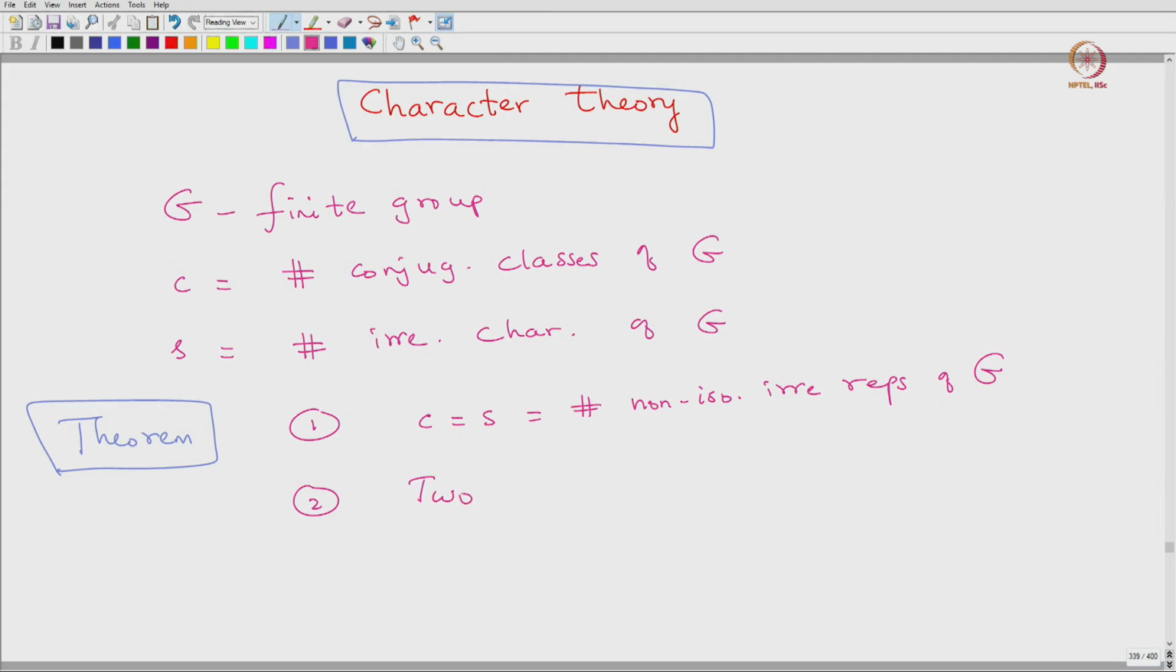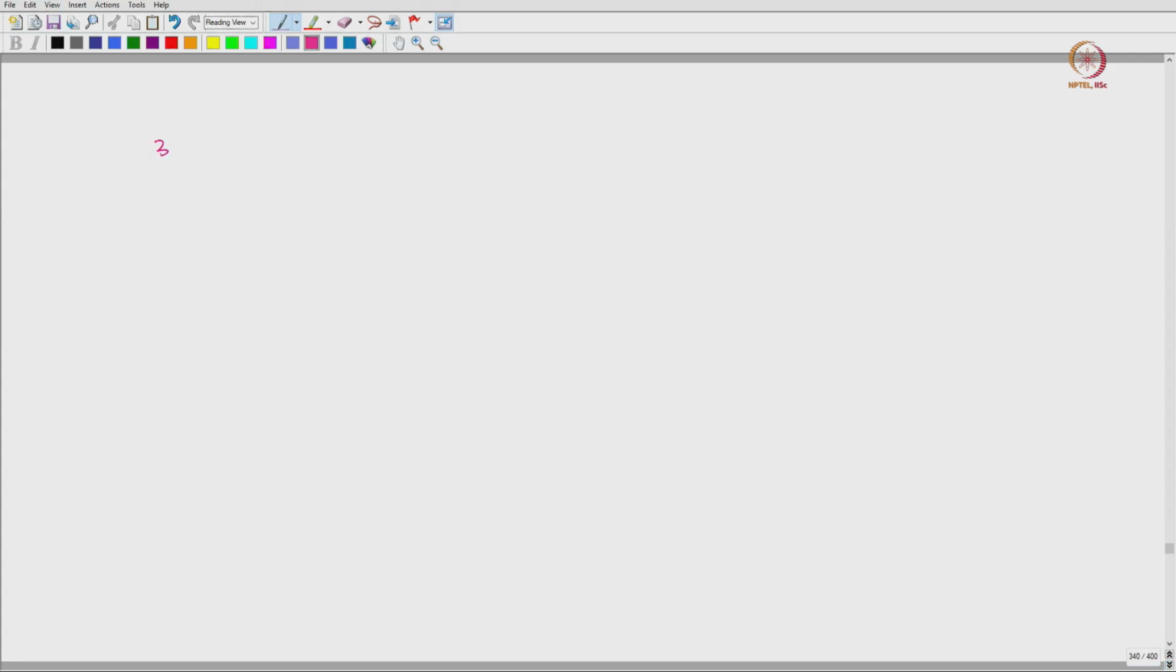So, two finite dimensional representations of G are isomorphic if and only if they have the same character. In other words, we can say that the character of a given representation determines the representation up to isomorphism. The third statement: in terms of inner product, we can give characterizations for irreducible representations.